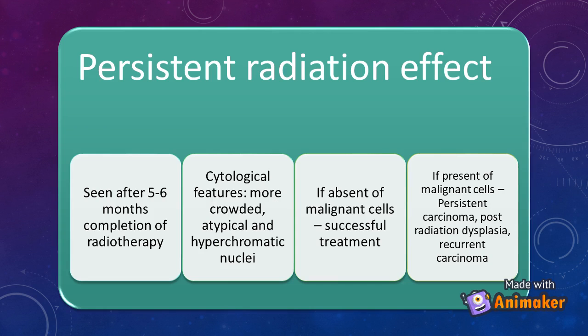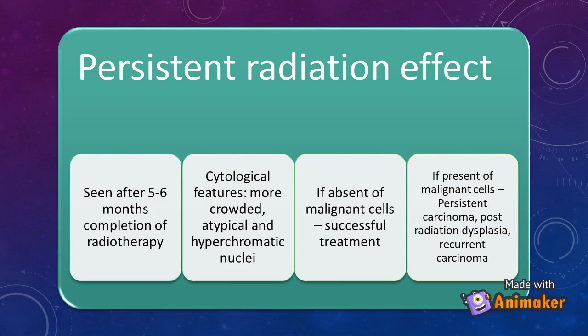After 5 to 6 months of completion of radiotherapy, if we can see there are no malignant cells, we can consider it a successful treatment. But if malignant cells are present, that means there is persistent carcinoma or post-radiation dysplasia or recurrent carcinoma. This is called persistent radiation effect.